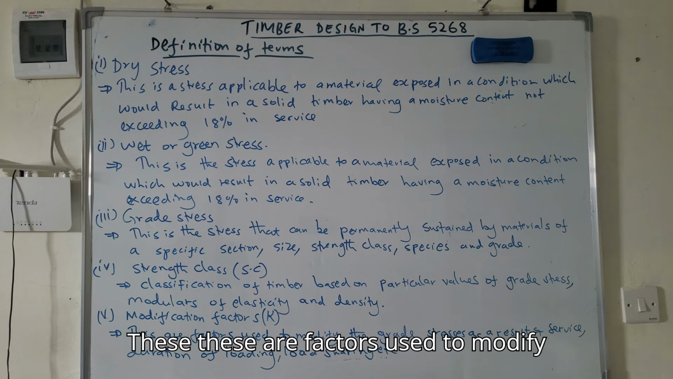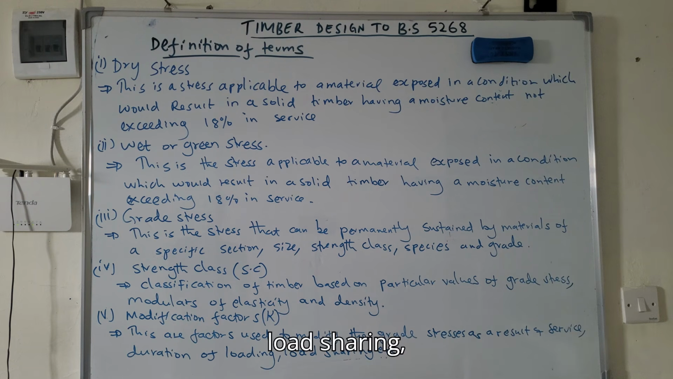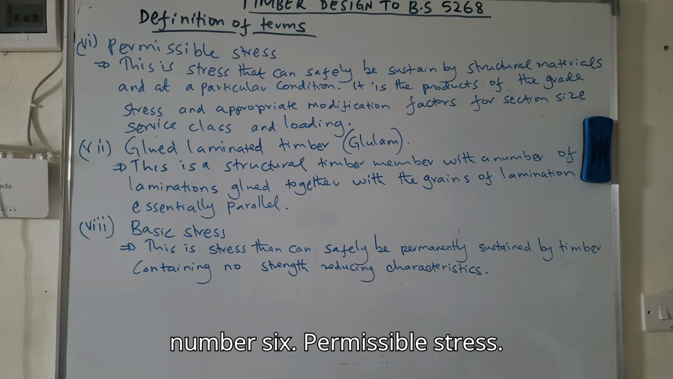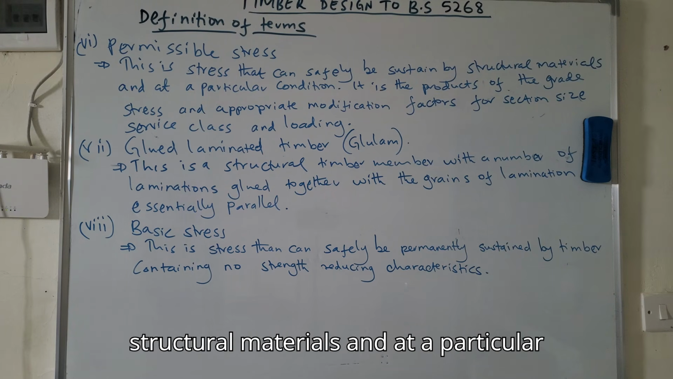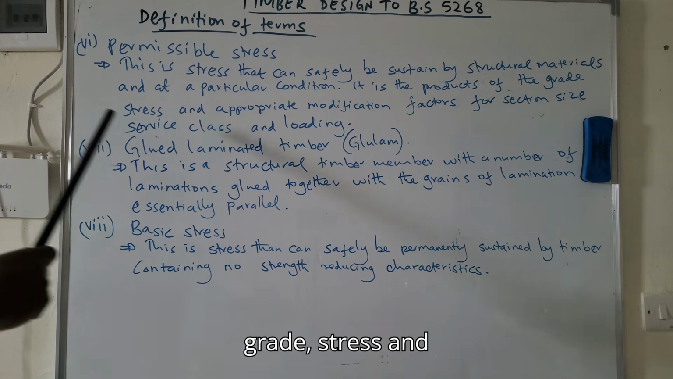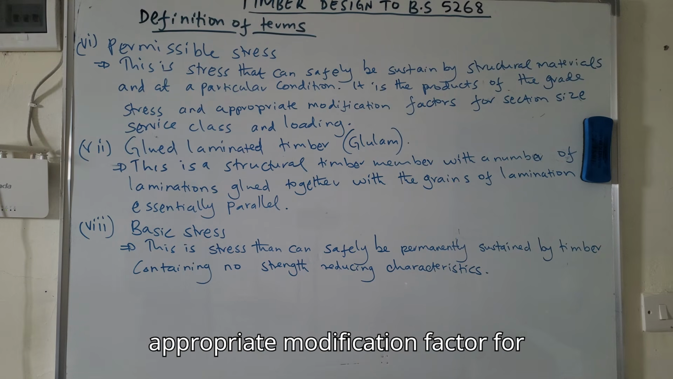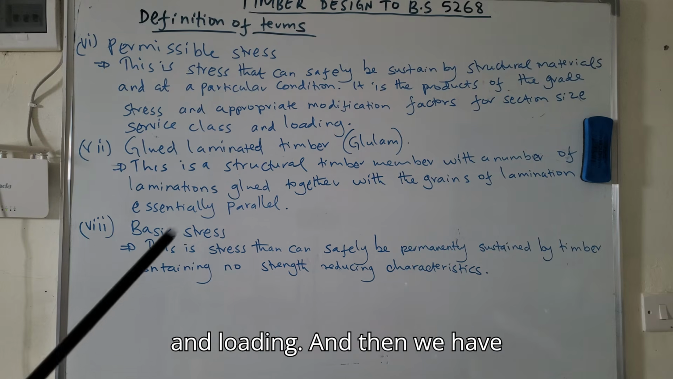Modification factor or K. These are factors used to modify the grade stresses as a result of service, duration of loading, load sharing, etc. Definition number 6, permissible stress. This is stress that can be safely sustained by structural materials at a particular condition. It is a product of grade stress and appropriate modification factor for section size, service class, and loading.